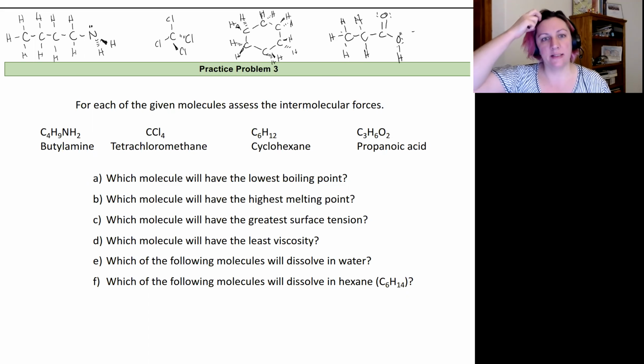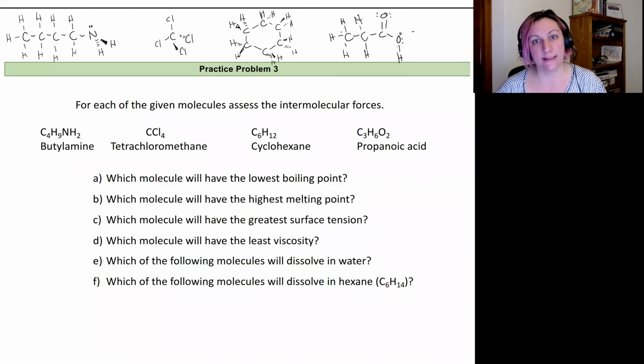And I've got 4 listed here: butylamine, tetrachloromethane, cyclohexane, and propanoic acid. So for each of these to compare, it's a good idea to have a sense of their structure. So I drew their Lewis dot structures up here at the top of your screen. Hopefully you can see them. And now I'm going to compare them because I'm being asked questions like, what's the lowest boiling point, highest melting point, greatest surface tension, least viscosity?